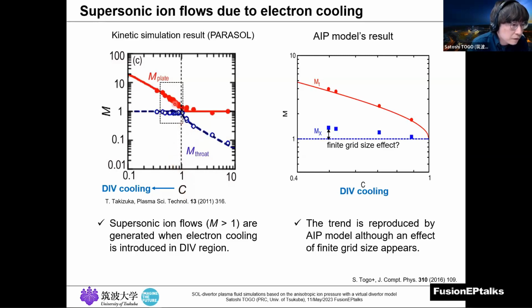And it shows that the Mach number at the sheath edge becomes larger than 1, while that at the X point stays at 1 when electron cooling is introduced. And similar simulations are performed in AIP model, and the result is shown on the right side. You can see that the trend is reproduced by AIP model, although an effect of finite grid size appears.